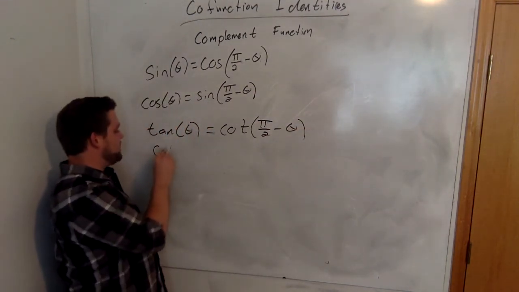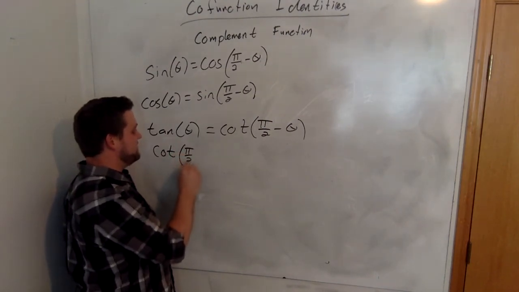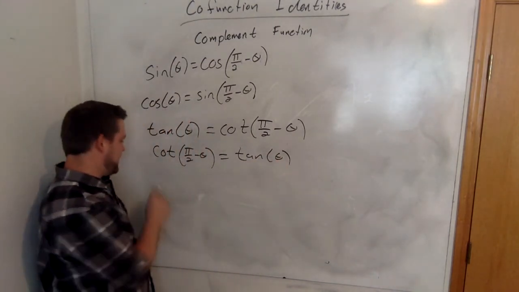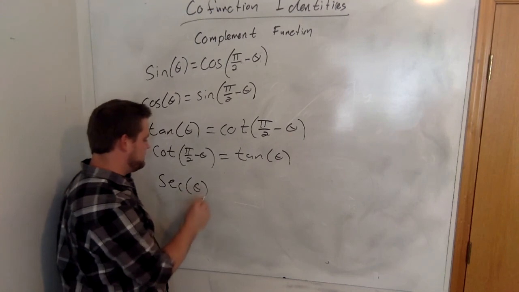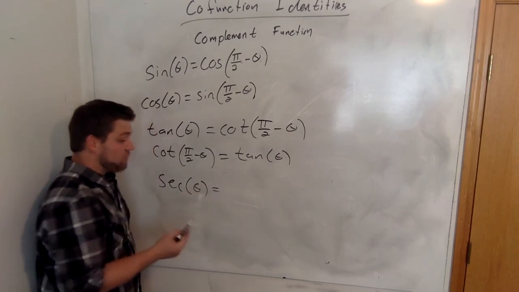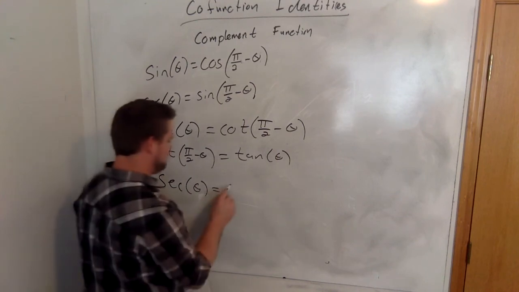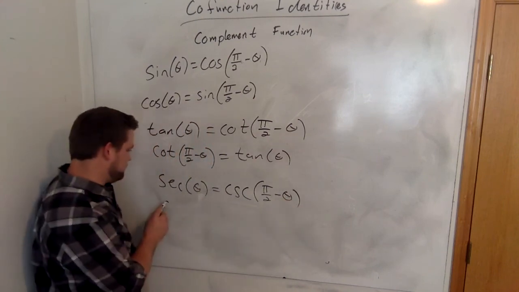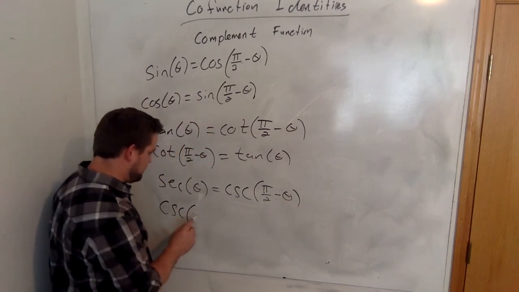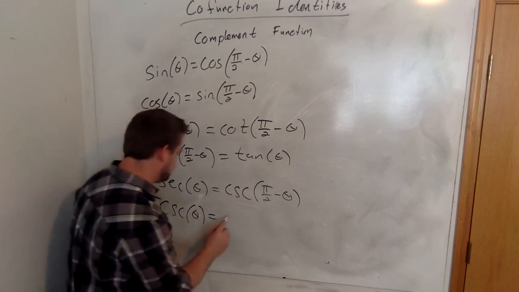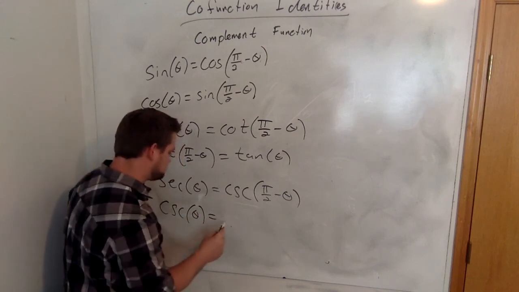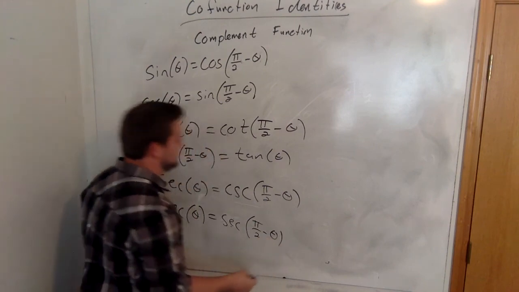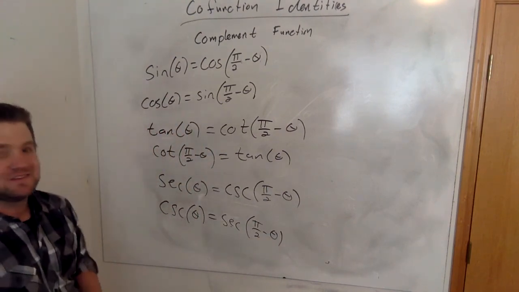And similarly, it would work the other way around: the cotangent of pi over 2 minus theta would be equivalent to the tangent of theta. And the secant of theta, well, secant, and then there's its complement. The complement of secant is cosecant. The cosecant of pi over 2 minus theta, and it would also be true that the cosecant of theta would be equivalent to the secant of pi over 2 minus theta. These are the cofunction identities. These are very nice to have.